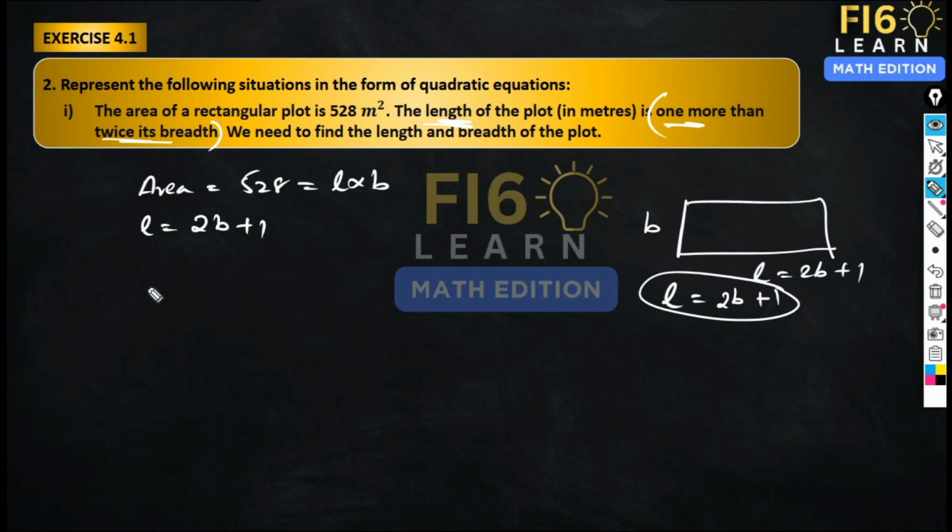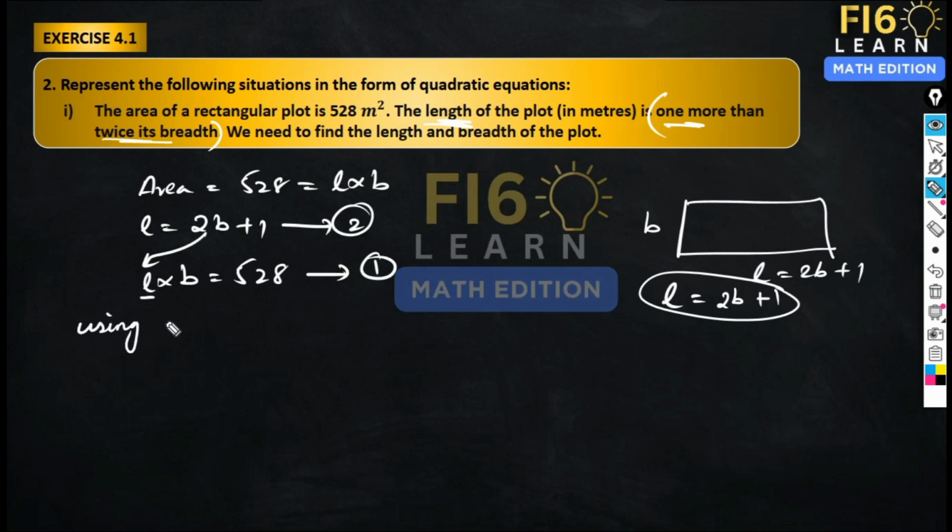So we have two equations. The first equation is L into b is equal to 528. This is given in the question itself, that is equation number 1, and this is also given in the question. We can take that as 2. So what I am going to do is replace the value of L in the first equation with this 2b plus 1, because the value of L is 2b plus 1.